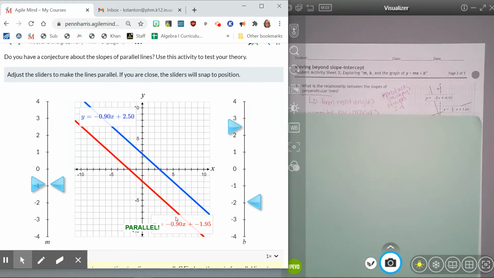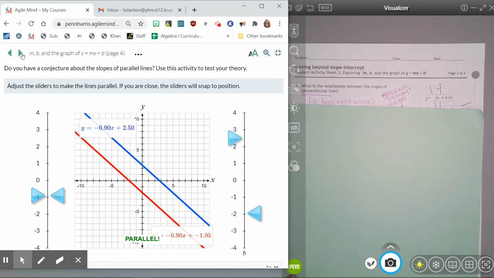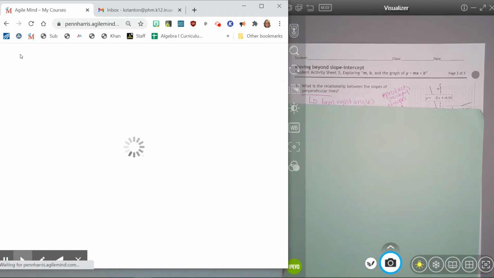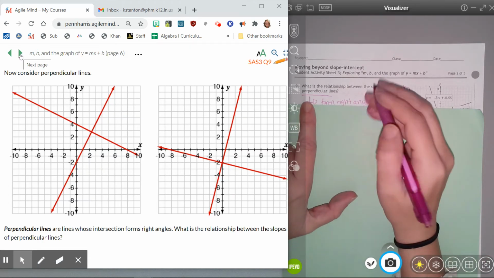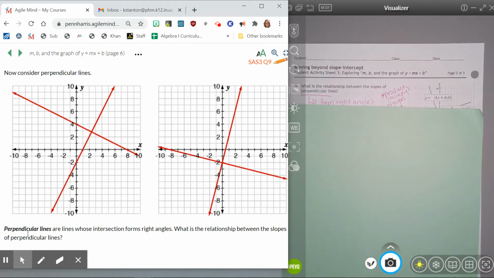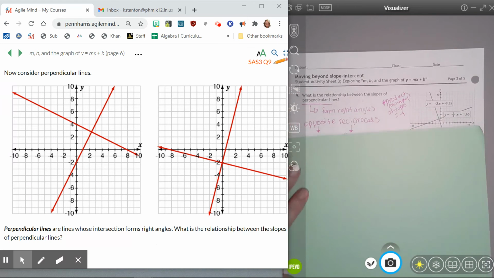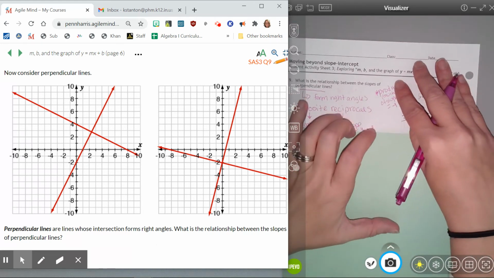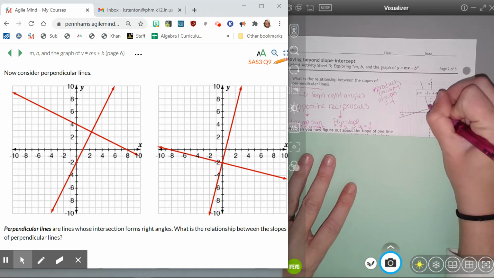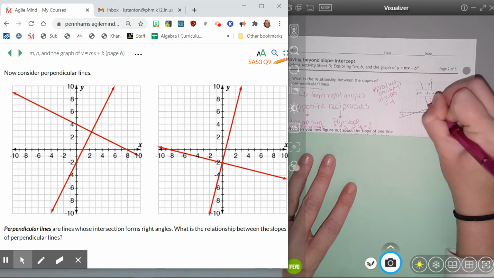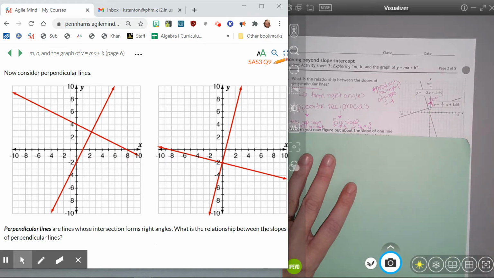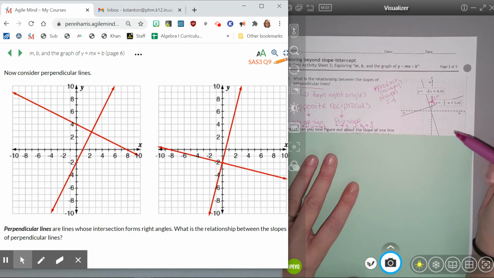So the next one I want us to talk about is what we call perpendicular lines. What do we know about perpendicular lines? Well, perpendicular lines form right angles when they cross. If you look over at this graph right here and measure the angle there, that forms a right angle, which is a 90-degree angle. You may see a little box here to tell you, or they may just flat out tell you that it's a perpendicular line.